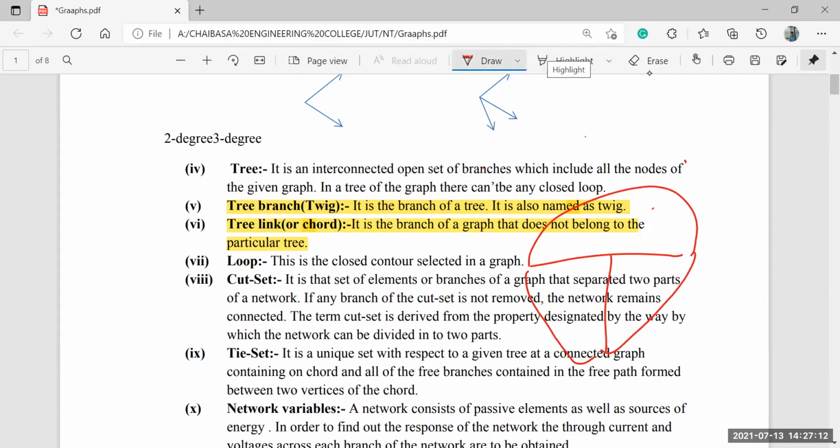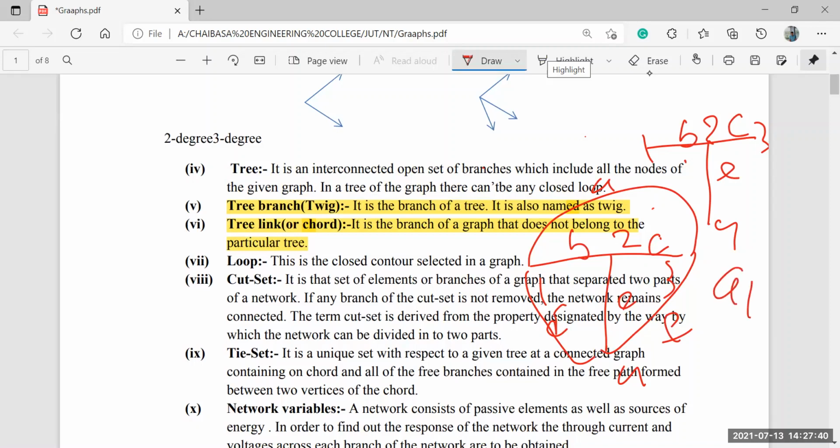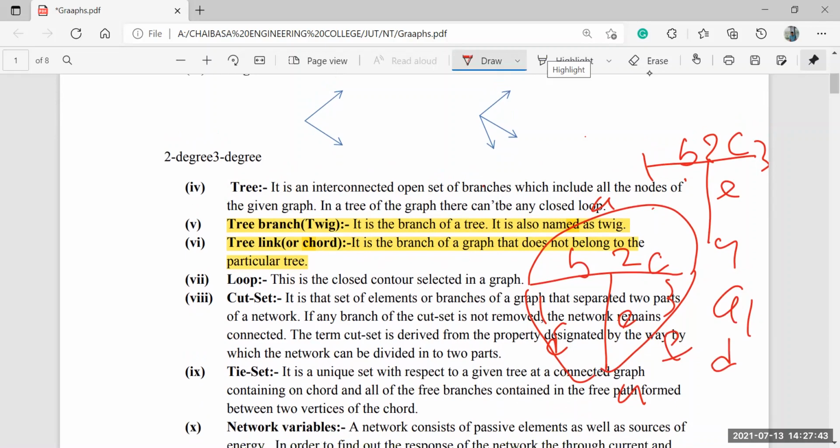This was our original graph, and this was our tree, nodes 1, 2, 3, 4. We'll also name the branches A, B, C, D, E, F. The tree branches are B, C, E. So what will be the tree link or chord? Based on this, A, D, and F would be your tree links or chords.